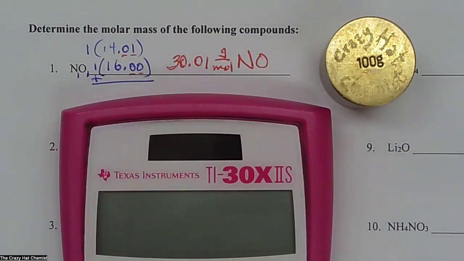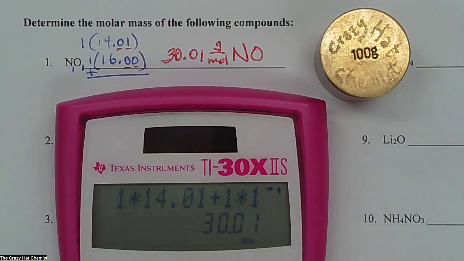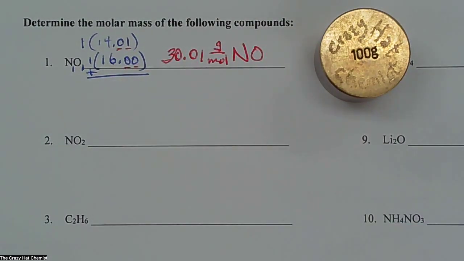Okay, and you can see this here on my calculator. I'm going to clear this calculator here first. I'm going to do 1 times 14.01 plus 1 times 16.00. And I'm going to get 30.01. Hopefully you can see that right there. Perfect. All right, let's do the next problem here.